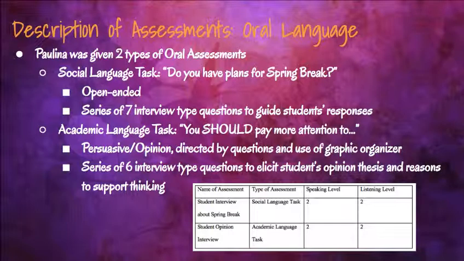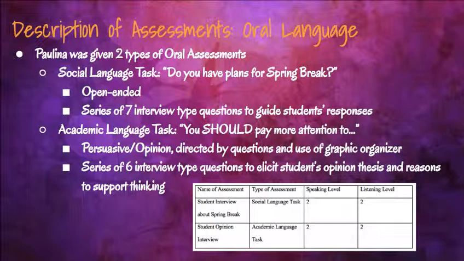The first assessment I used to assess Paulina was oral language. She was given two different types of oral assessments, and that was social language and academic language. For the social language task, she was asked, "Do you have plans for spring break?" This was an open ended question, and it actually had a series of 7 interview type questions to guide her response in order to prompt more of that in depth response from the initial question.